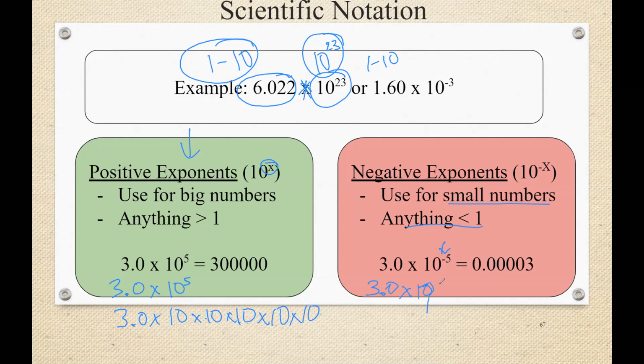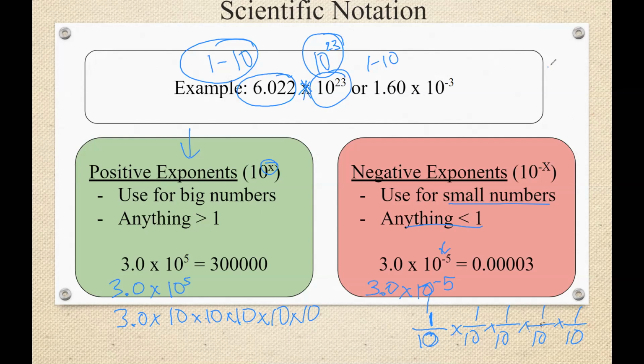And if you remember in math, what a negative exponent means is that you have 1 over this number. So we've got 1 over 10 times 1 over 10 times 1 over 10 times 1 over 10 times 1 over 10. Because that's what a negative exponent indicates.